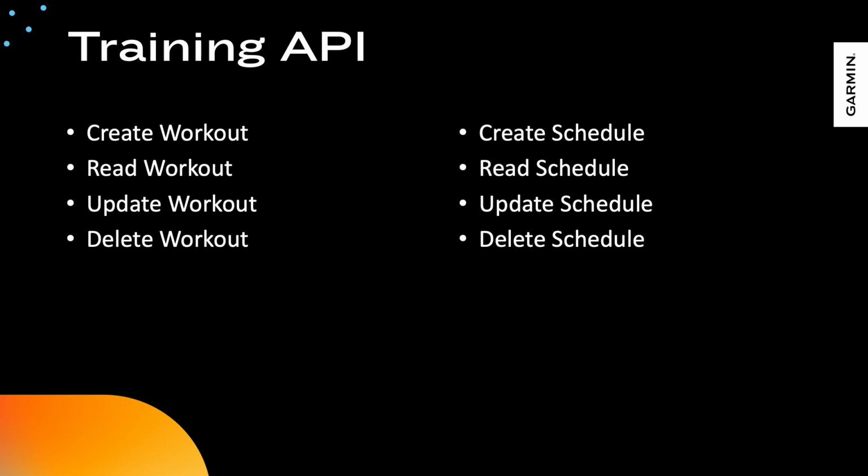The Training API allows you to send workouts and training plans from your platform to a user's Garmin Connect account. The training API is divided into two sets of functionality. The first is for creating workouts in a user's Garmin Connect account, and the second is for scheduling those workouts on the user's Garmin Connect calendar.